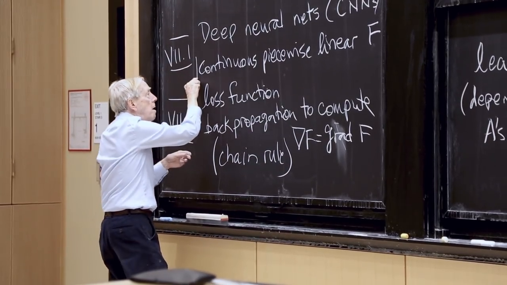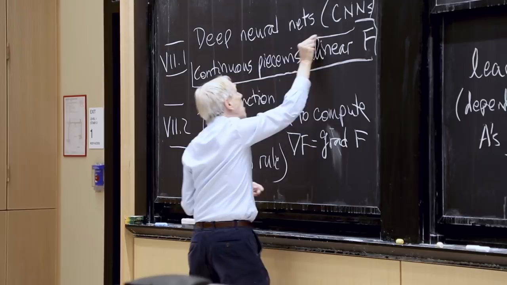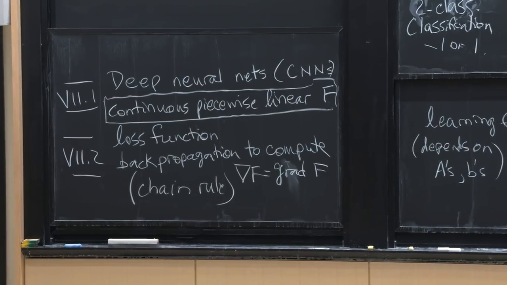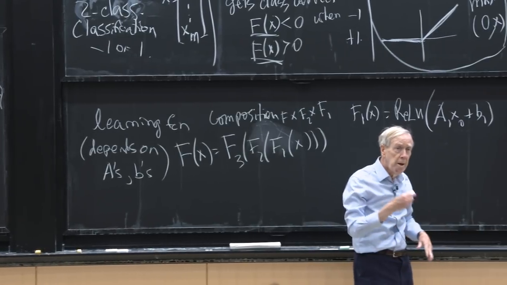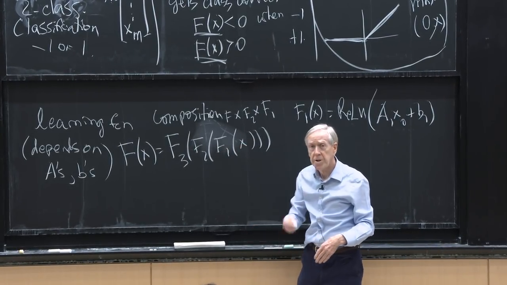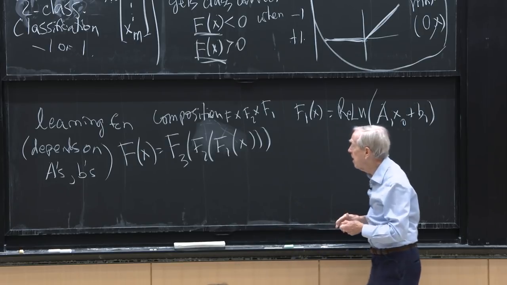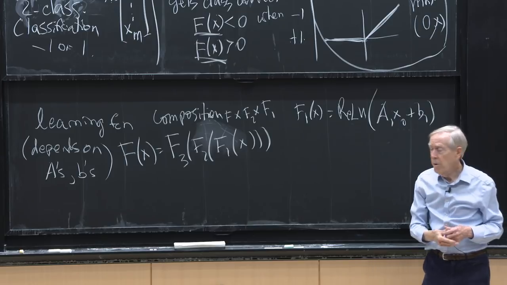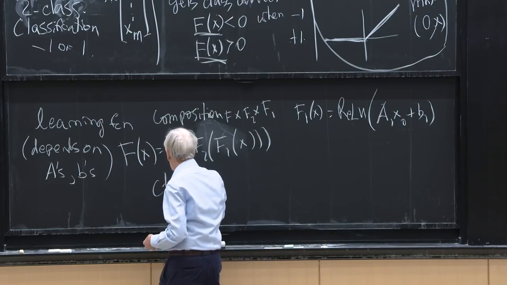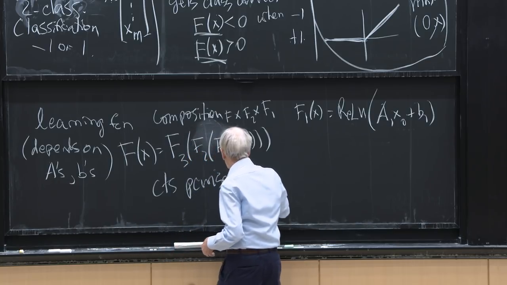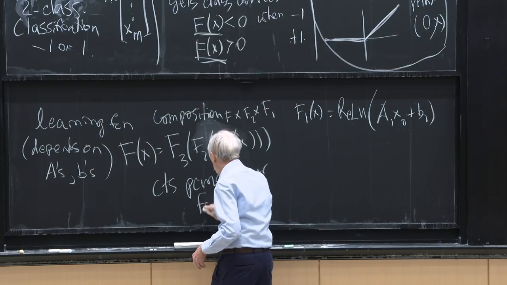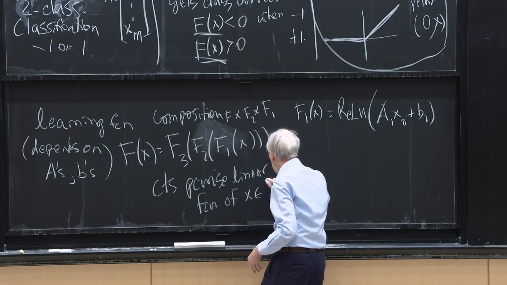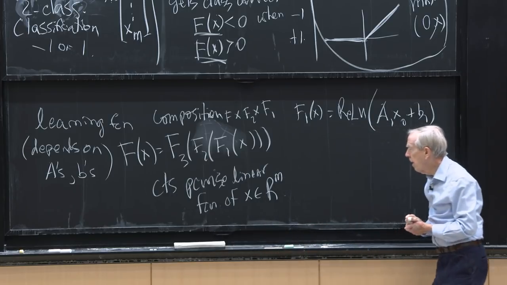F of x is going to be a continuous piecewise linear function. Because every step is continuous, that's a continuous function. Linear functions are continuous functions, so we're taking a composition of continuous functions, so it's continuous. And it's piecewise linear because part of it is linear and part of it is piecewise linear. So this is some continuous piecewise linear function of x, with x in m dimensions. Okay.